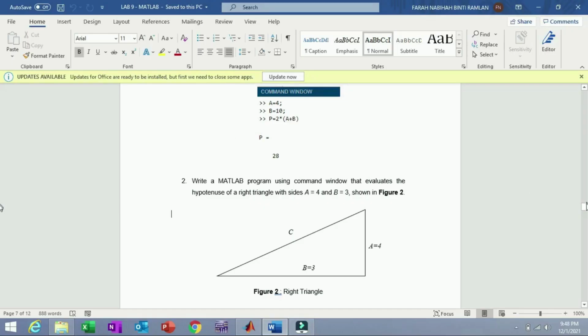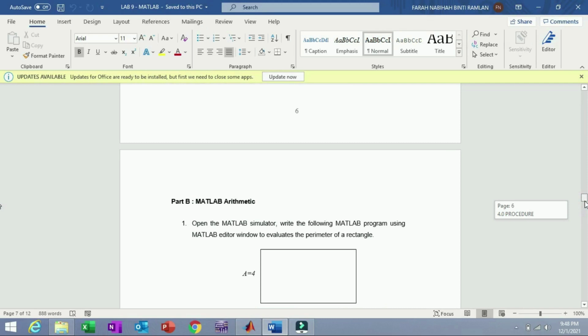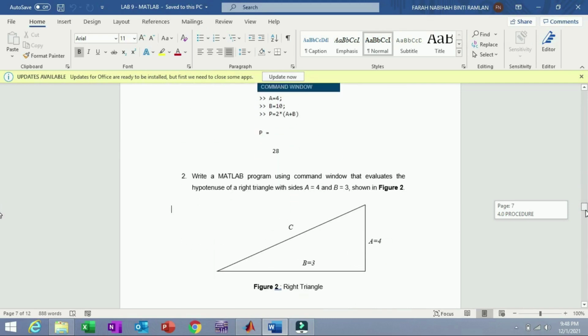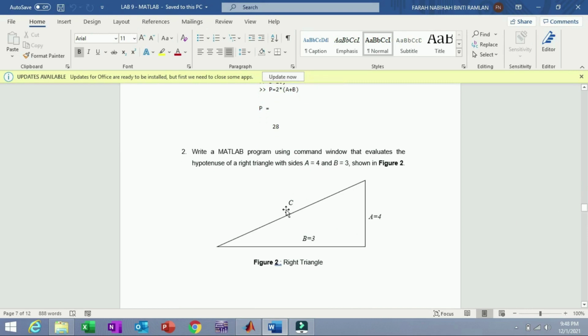Okay, for part B, which is MATLAB Arithmetic. For the MATLAB Arithmetic, in question 2, we need to evaluate the hypotenuse of a right triangle. In the question, side A is already given as 4, and side B equal 3. So we need to find C, or we can call it the hypotenuse. So we need to use the hypotenuse formula.